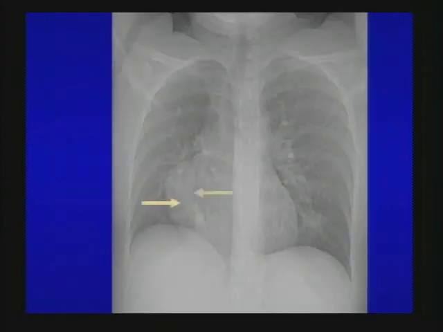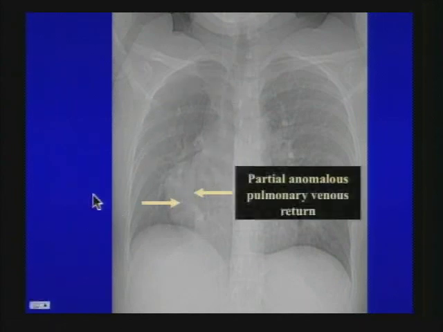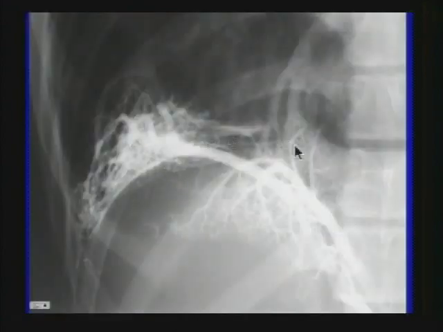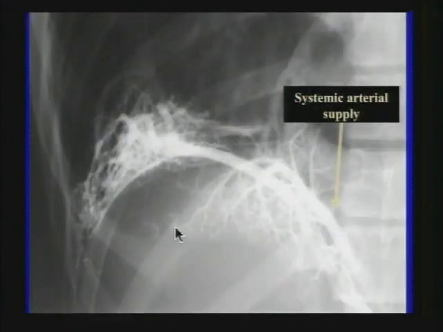Here's another example. This is one of the milder examples I've seen. Partial anomalous pulmonary venous return, heart shifted over, lung looks a little bit small, pulmonary artery, I mean, hard to tell here, but it probably is small, okay? Systemic arterial supply, there it is.